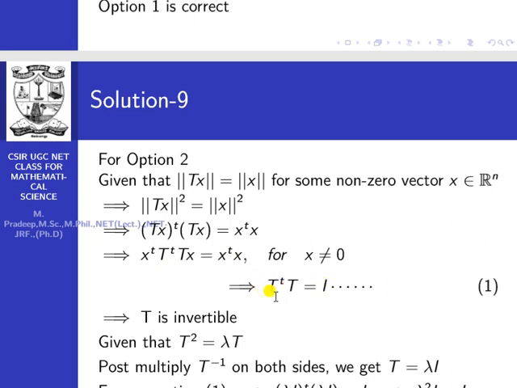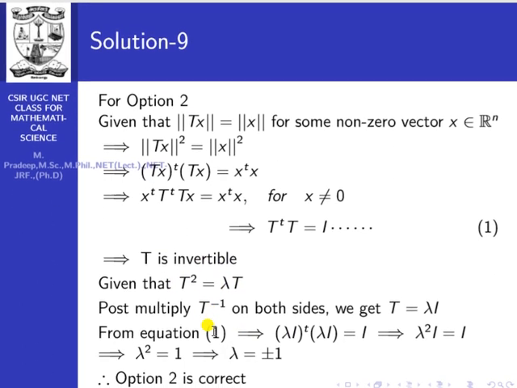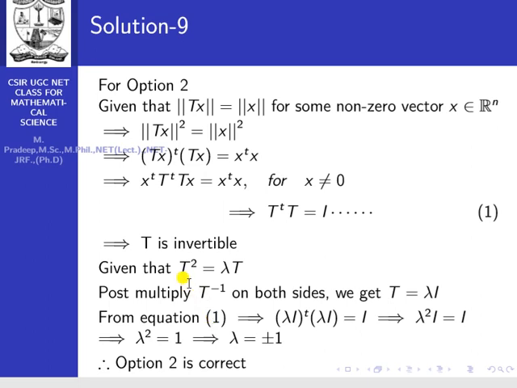From this, what is the conclusion? T is invertible, meaning T inverse exists. The given data that we commonly have is T square equal to lambda T. When you post multiply by T inverse on both sides, we get T equal to lambda I. From the first equation, when you replace T equal to lambda I, we get lambda I whole transpose into lambda I equal to I.